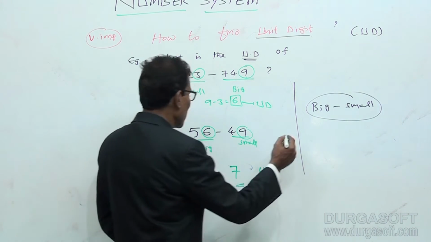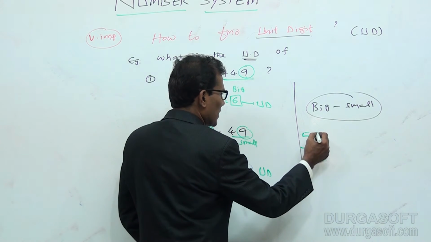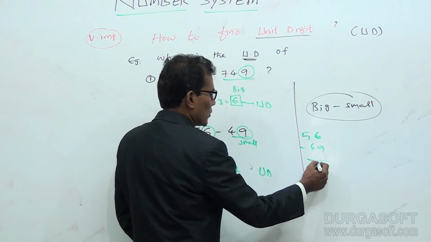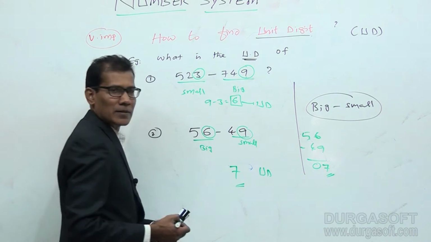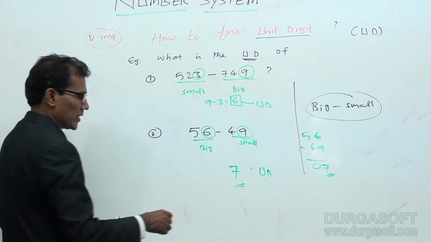Always we perform big minus small, meaning 56 minus 49. So here it is going to be 16 minus 9, which is 7. The unit digit is 7. This is in case of a subtraction between the numbers.